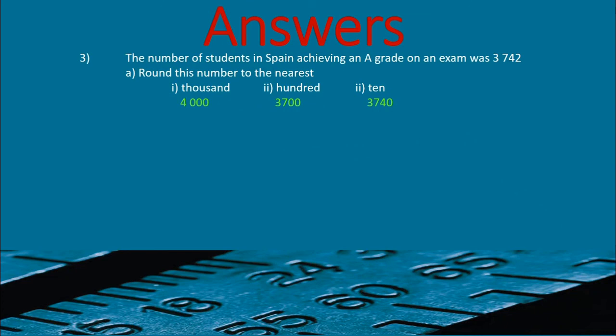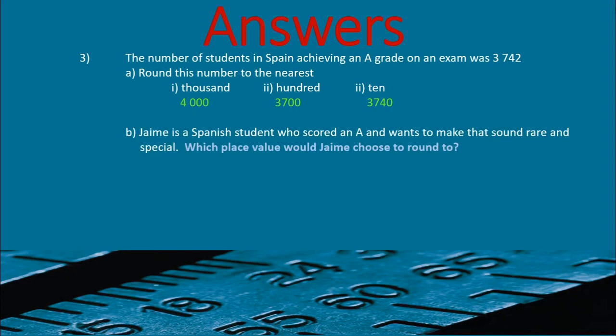Question 3, rounding again to the thousands, hundreds, and tens, and then applying our rounded values. They are all correctly rounded, although we know that they're not all perfectly accurate. Still, if Jamie wants her score to seem rare and special, she wants it to seem like not many people got an A grade. So which one's the lowest? 3,700. She would probably choose to round the exact number of students to the nearest 100 to make it seem like not very many people scored an A grade. That produces a rounding error of 42.